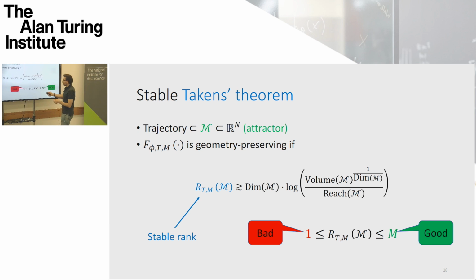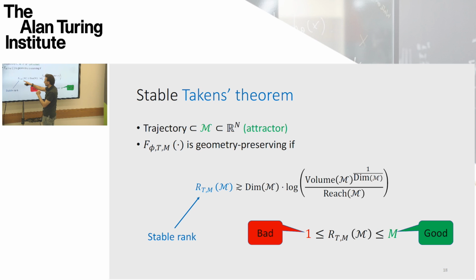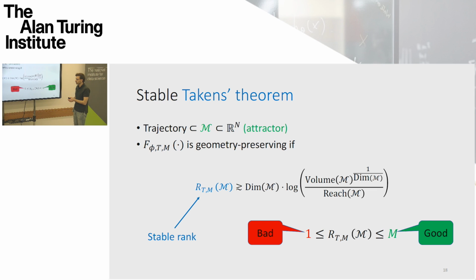But at the other extreme, if your system is chaotic and unpredictable, then the stable rank would be very small, let's say it's 1. Then regardless of the number of delays or however you tweak the parameters of that map, this will not be met, and you will not be able to successfully measure that system. So as a rule of thumb, the more chaotic the system is, the more difficult it is to capture and measure it.